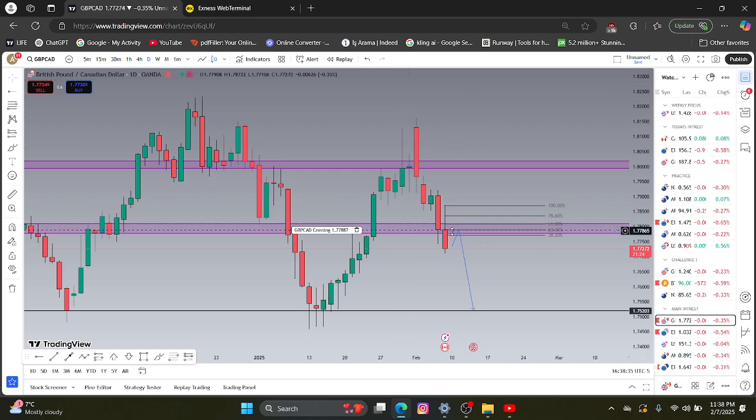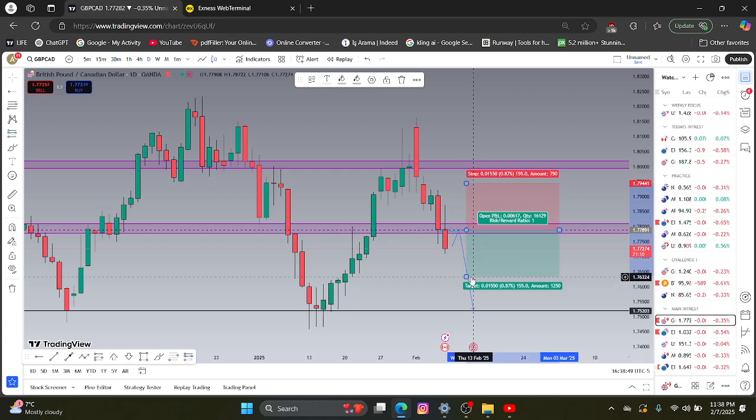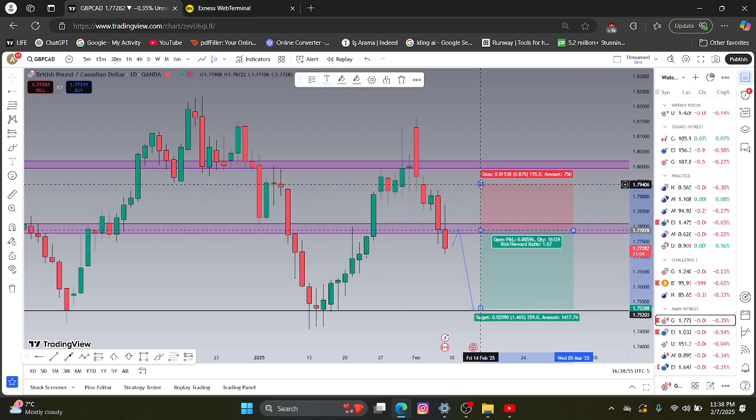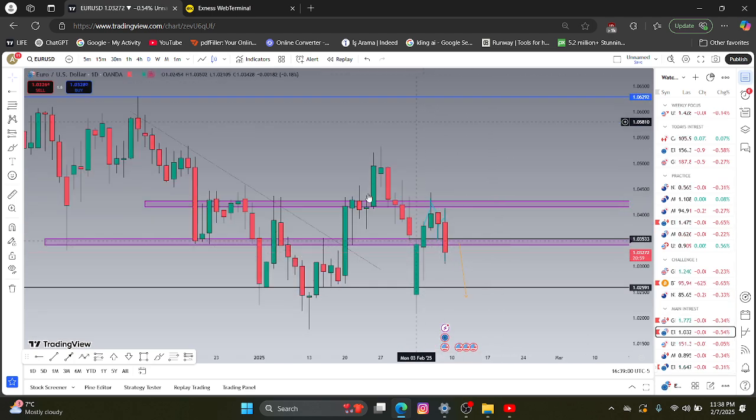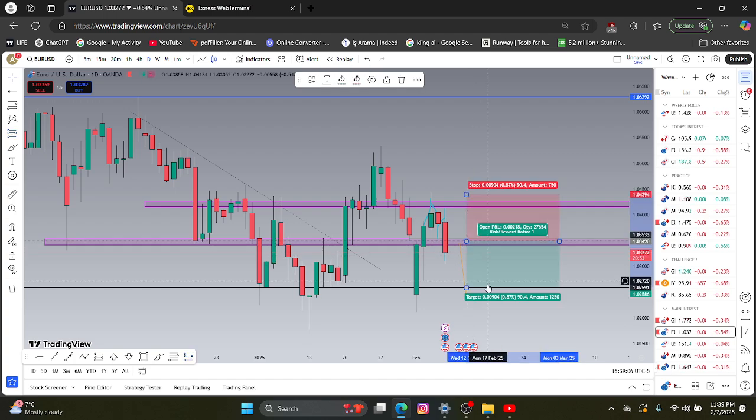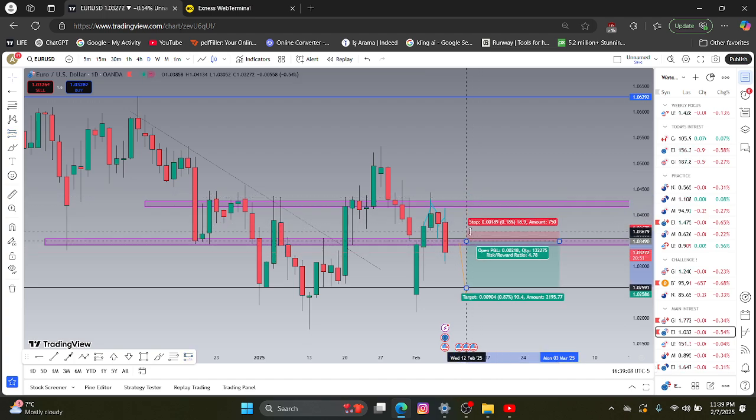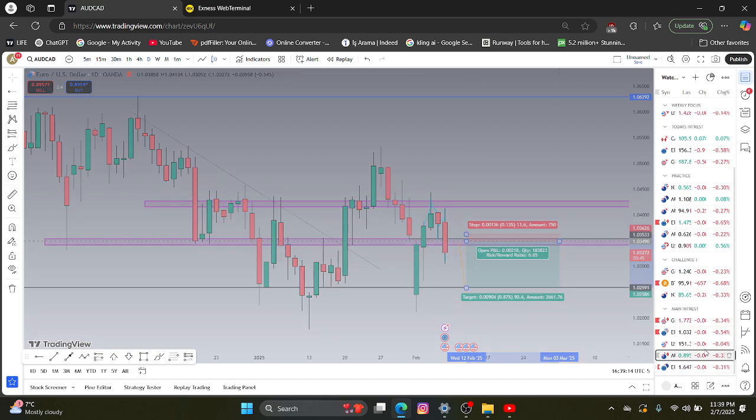Okay, so this is our full analysis for the pairs we'll be interested in. These are the pairs. So you can see in all the pairs, my analysis is almost the same. We're just applying the same rule in every pair.